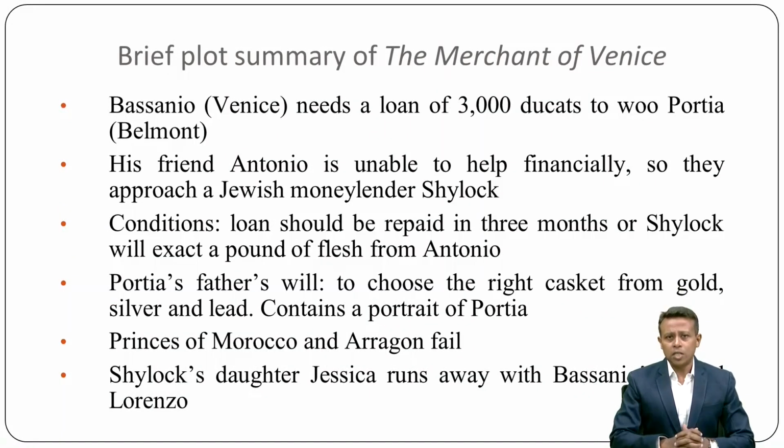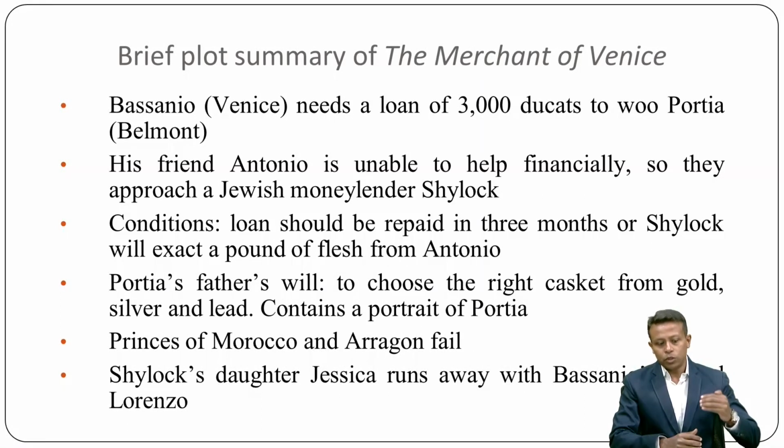Now let us try to understand the plot summary of this play. The play begins with Bassanio. He is in Venice and he needs a loan of 3,000 ducats to woo Portia. Now Portia is in another place which is Belmont, and Bassanio is in Venice. So for him to travel from Venice to Belmont, and along with the travel expenses, he also needs some money because he is interested to marry Portia.